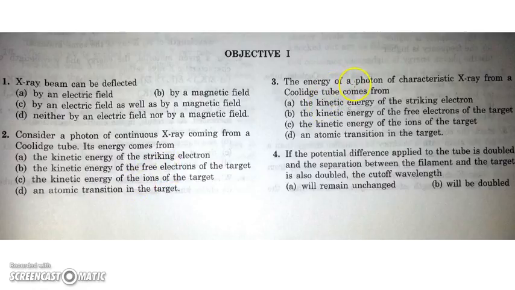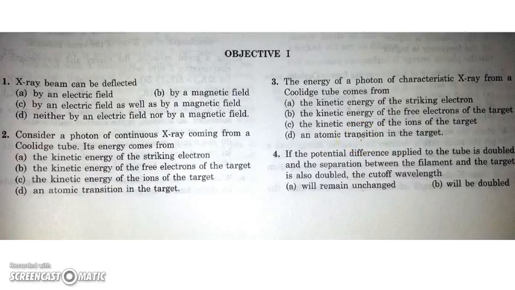The next question is the energy of a photon of characteristic X-rays from a Coolidge tube. Again, the characteristic part of the spectrum comes from the transition, an atomic transition which takes place in the target metal. So by this characteristic part of the X-ray spectrum, we can also specify which element is being used as the target metal.